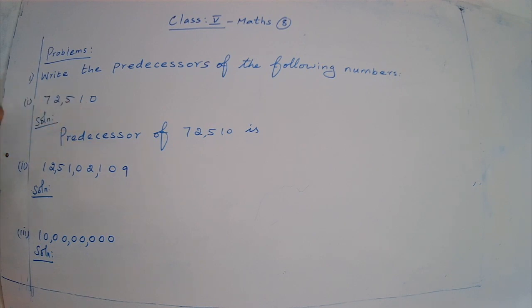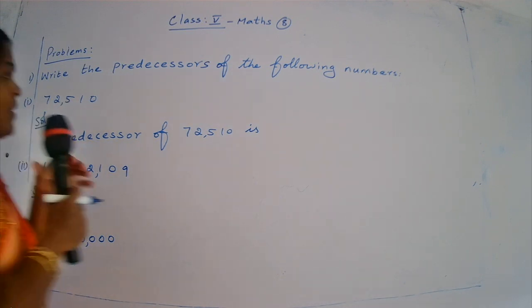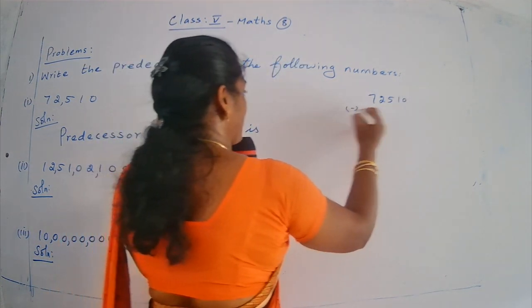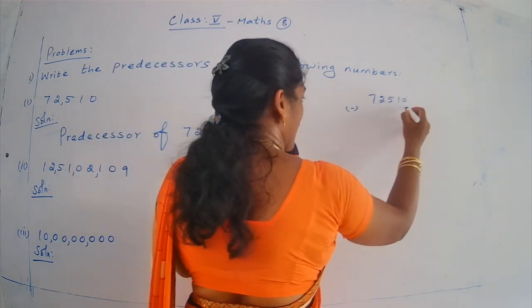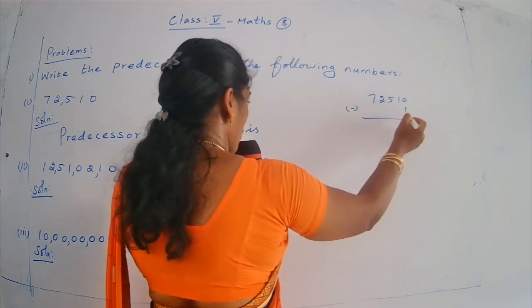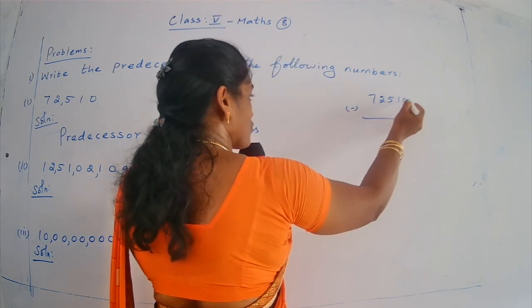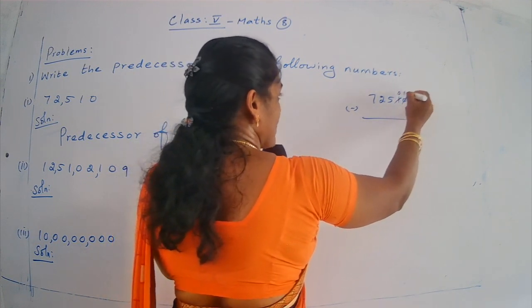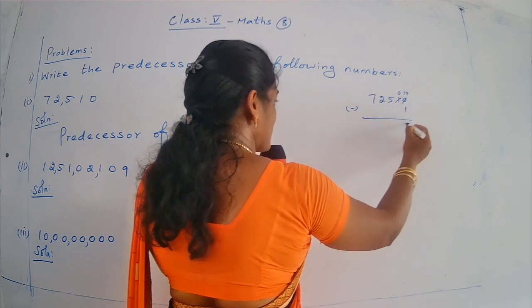72,510. So which number is before this number? 72,509. Yes children. Otherwise we can get the predecessor of a number by subtracting 1 from it. Now your number is 72,510. Now you subtract 1 from it. 0 minus 1 is not possible, so you come to the next digit. So we borrow. Here 0 becomes 10, so 10 minus 1 is 9.